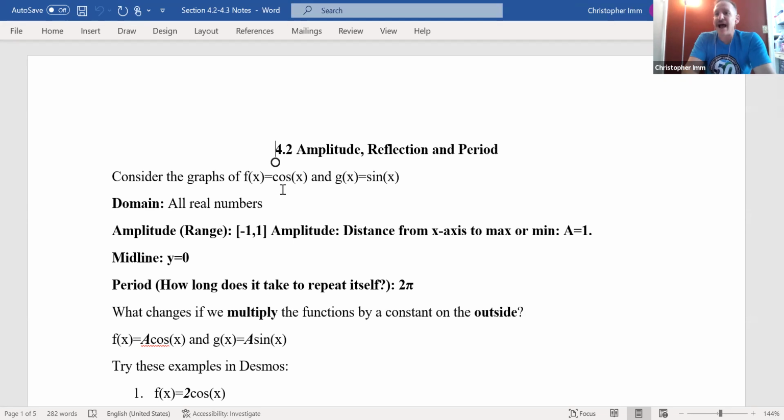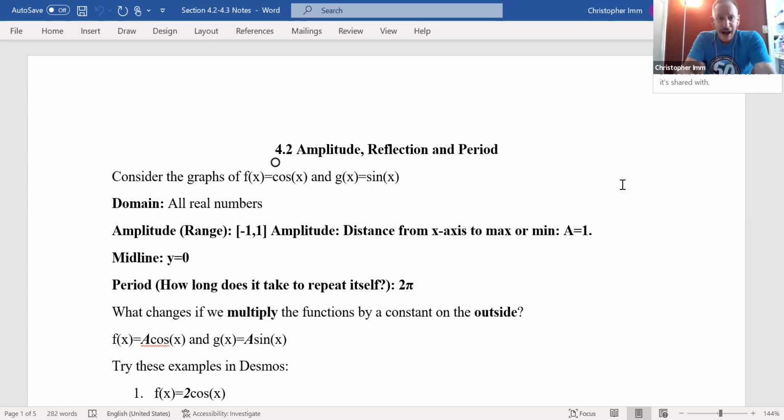And then we talked about how long it took to repeat itself, and that was called the period. So for those graphs, once around the unit circle is 2 pi radians or 360 degrees. Every time we go around that circle, the graph is just going to repeat itself. We find those values on the x and y coordinates, right?